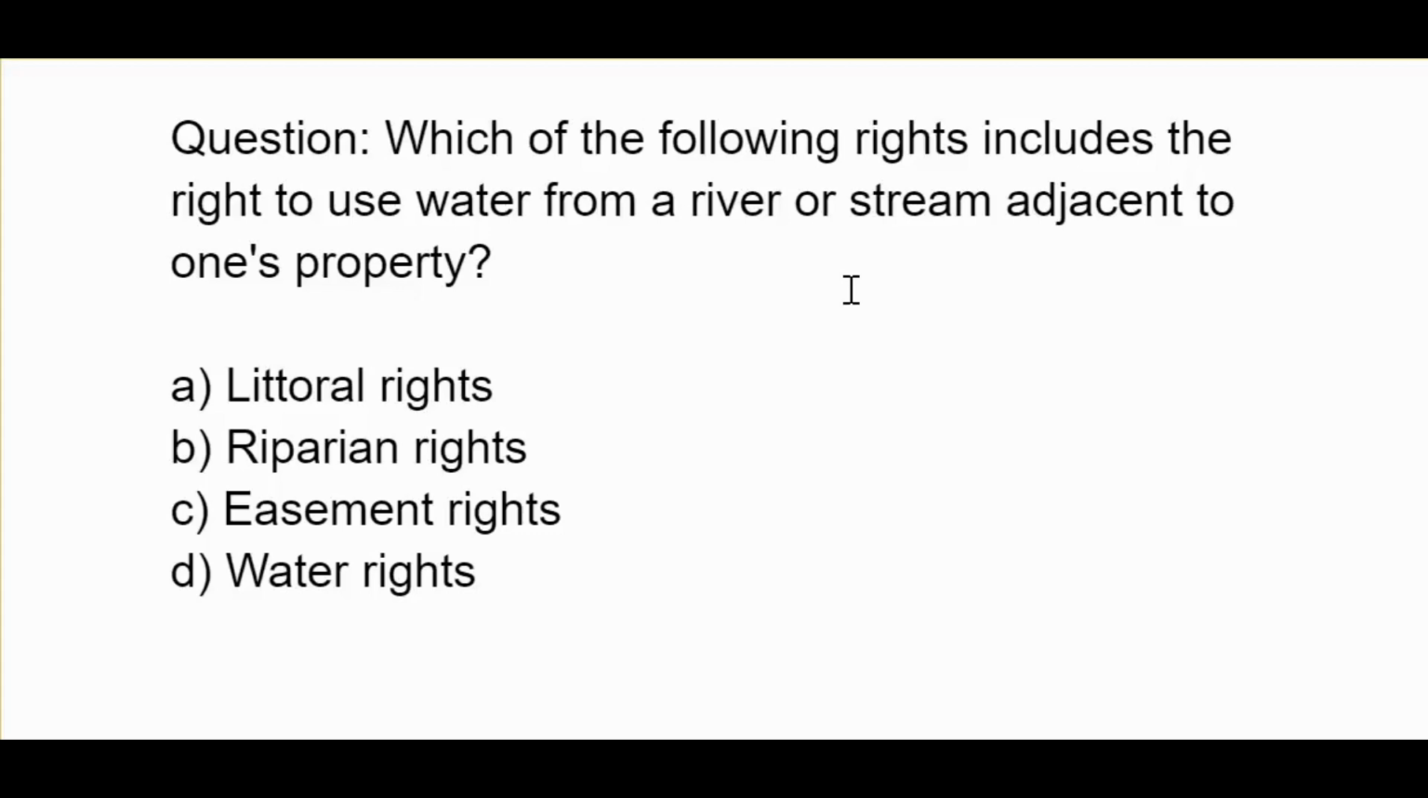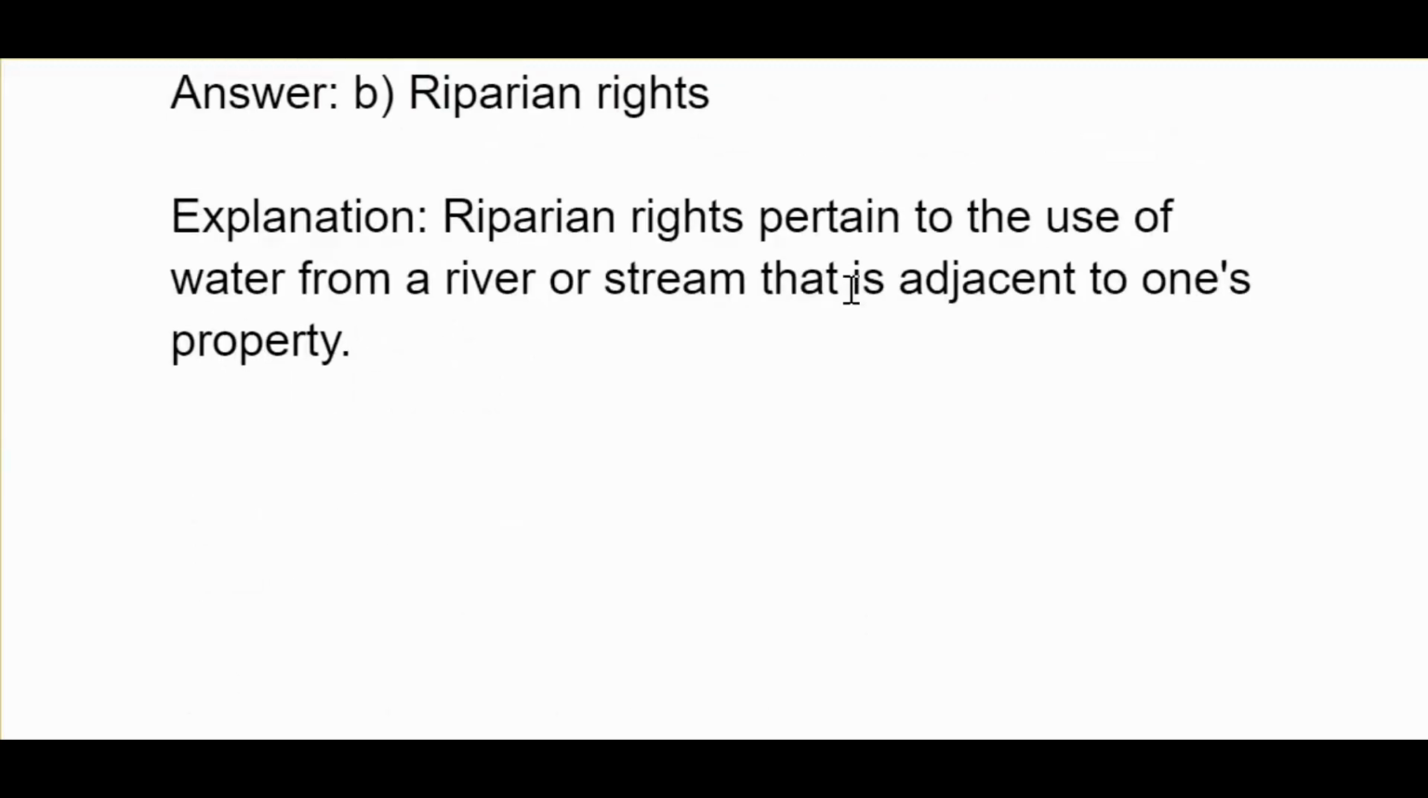Which of the following rights includes the right to use water from a river or stream adjacent to one's property? A. Littoral rights. B. Riparian rights. C. Easement rights. D. Water rights. Riparian rights. Riparian rights pertain to the use of water from a river or stream that is adjacent to one's property.